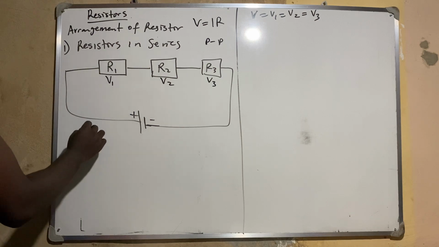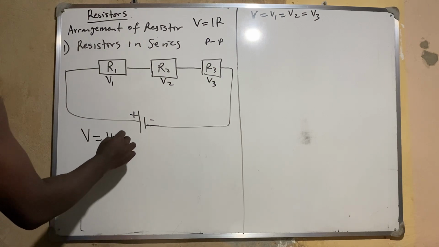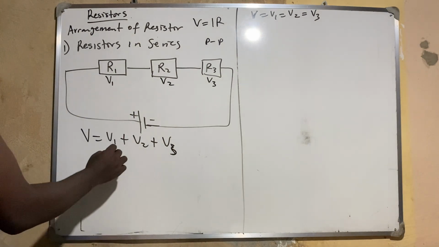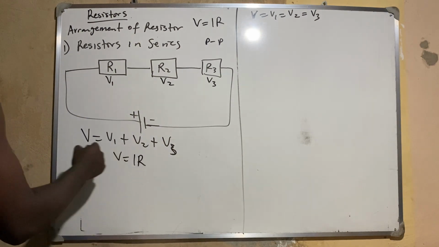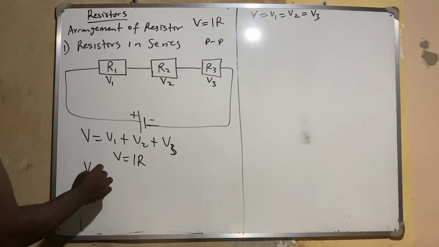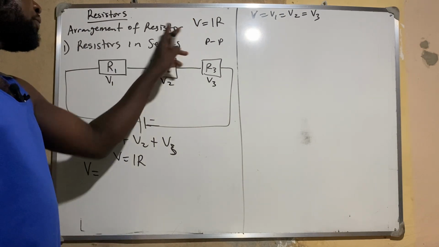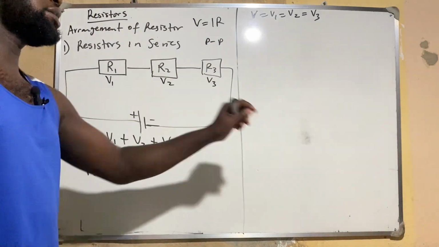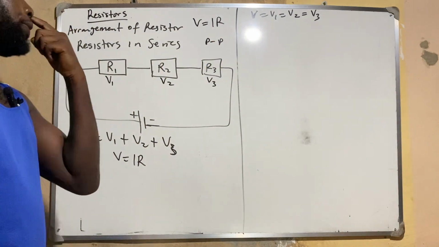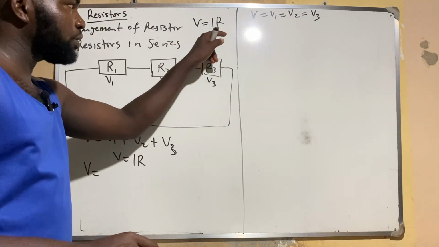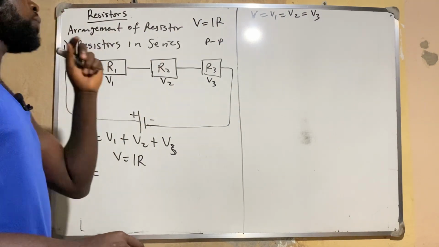I will say that V total will now be V1 plus V2 plus V3. I know my formula that V is equal to IR. So if I now put it here, I will now have that V. Since we concluded that the potential differences in series are not the same, then the current in series should be the same. All right, so that is how they are. If this one is the same, this one will not be the same. But if this one is the same, this one will not be the same.